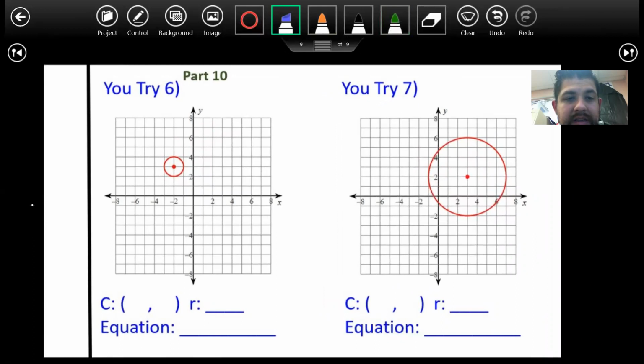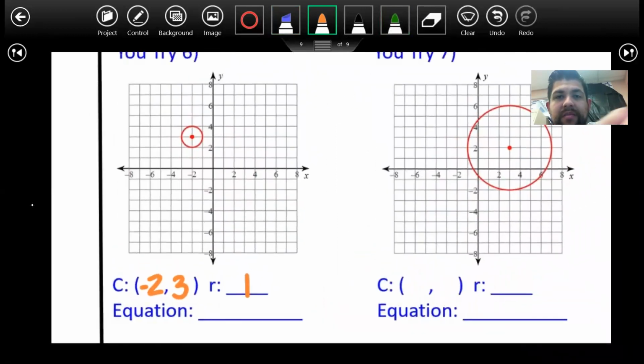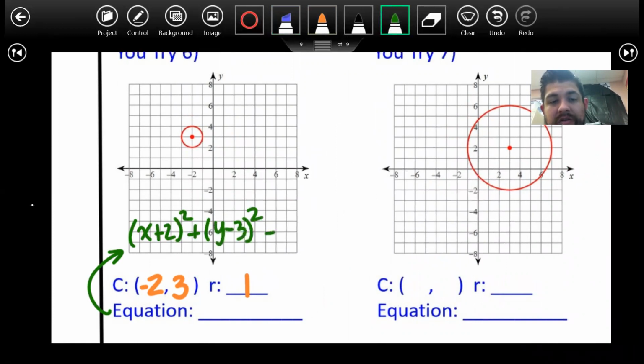The center and radius that I'm looking for is -2, 3 with a radius of 1. It only goes up, down, left, right by 1. To write the equation, because I'm running out of room on the bottom, this will be x plus 2 squared. We always do opposite. Plus y minus 3 squared is equal to r squared of just 1. So these are the things that I'm looking for. Hopefully you're able to get those.